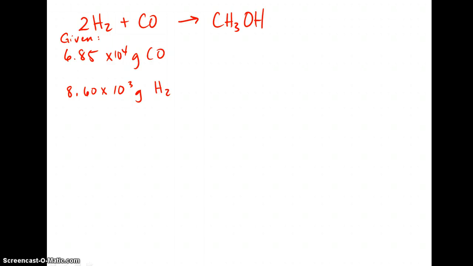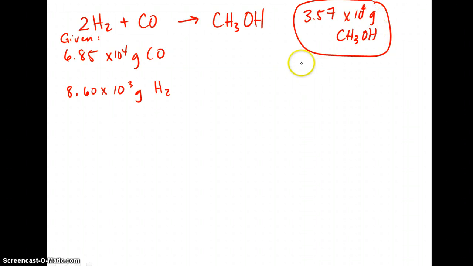So we are going to start with a chemical equation where we have hydrogen and carbon monoxide reacting together to make CH3OH, which is another form of methanol. We are told that when we did this experiment in the lab, we got 3.57 times 10 to the fourth grams of methanol, CH3OH. This is what we actually got in the lab. We call this actual yield. In reality, when doing this experiment, this is how much we got.